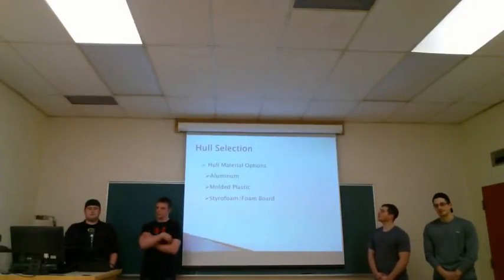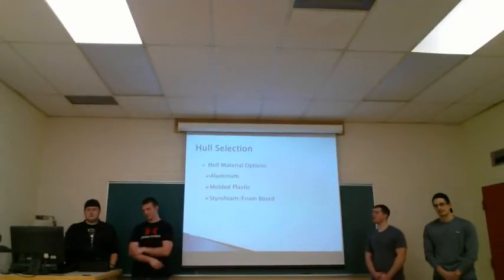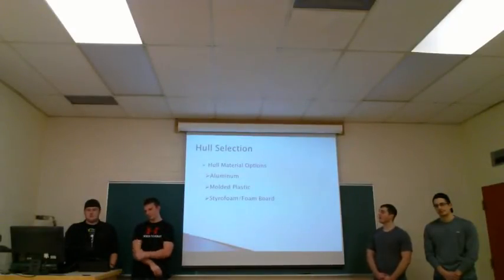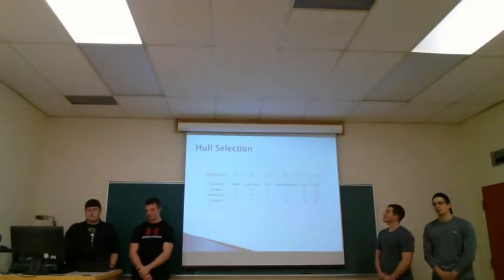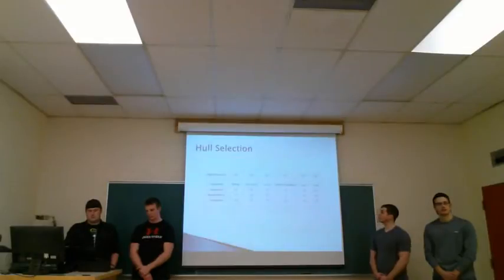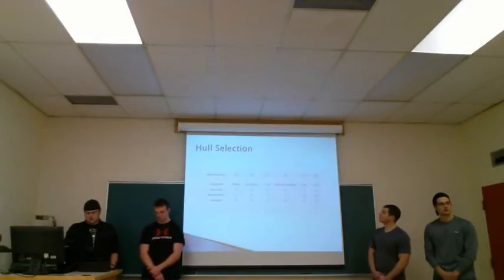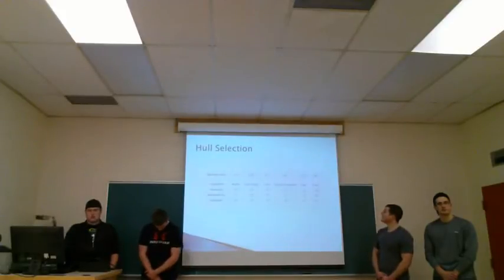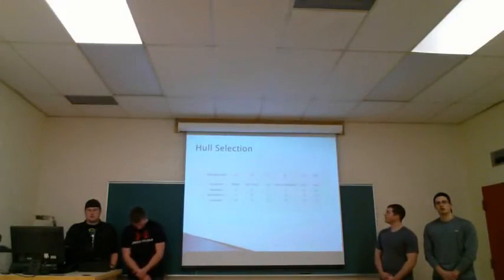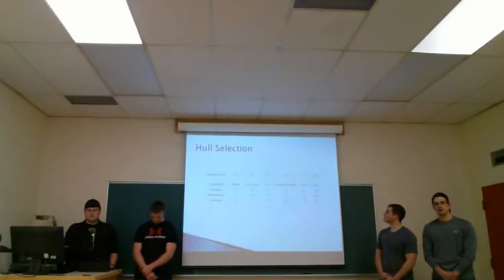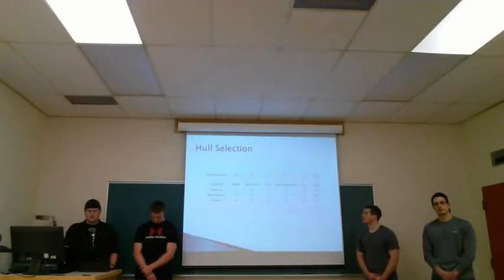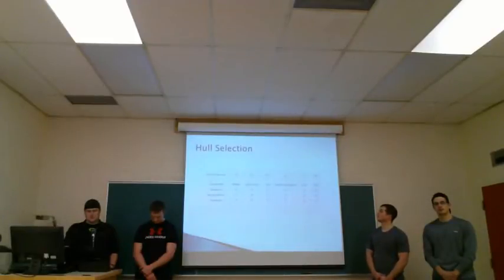And for our hull selection, here we have three hull material options. We have aluminum, molded plastic, and styrofoam or foam board. And right here you see our hull selection design matrix. When you look at the matrix, for the aluminum, we ended up with a total of 80 out of 100. For our molded plastic, we had 50 out of 100. And for our styrofoam, we had 95 out of 100. Which means we're most likely going to go with styrofoam for our hull.